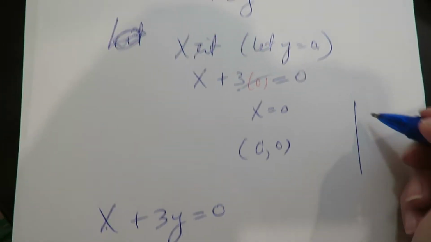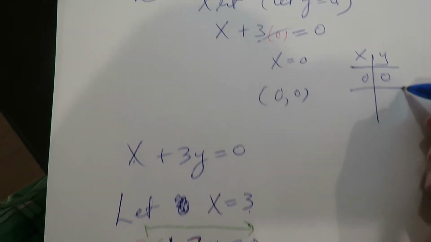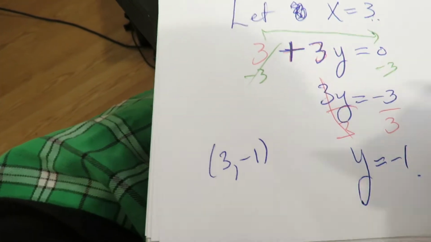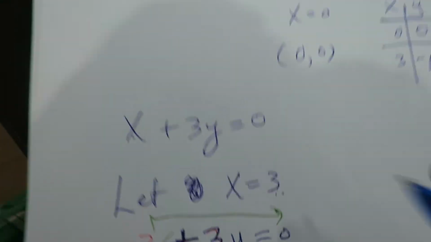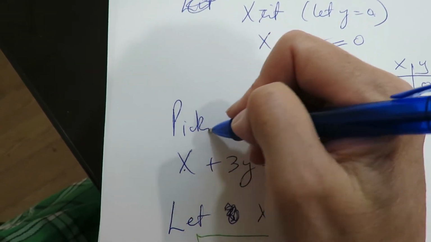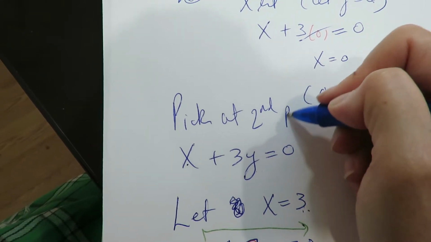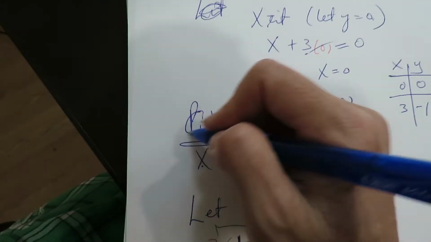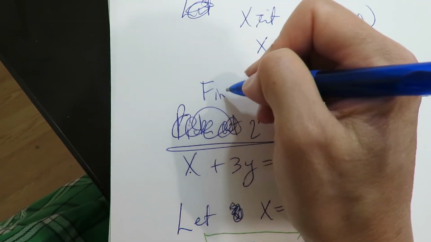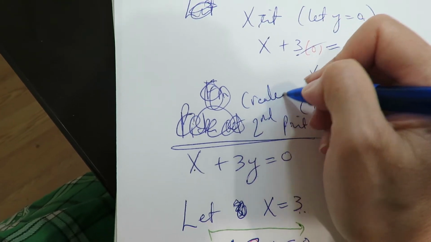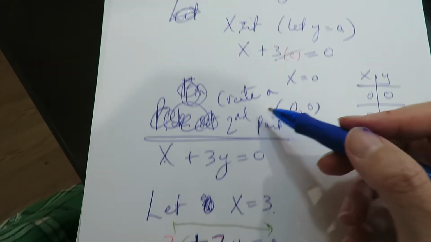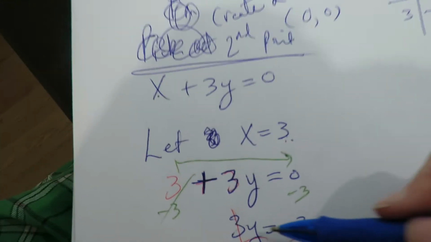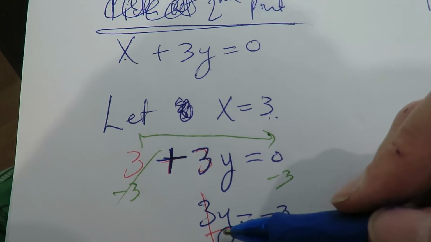So now I have 2 points because I have the 0, 0, which we knew from the beginning. And now when x is 3, y is negative 1. Okay, so the first technique you can do is find, or even better than that, create. Once you get the origin, then you create a second point. And again, there are many second points to choose from. There's an infinite amount, actually.